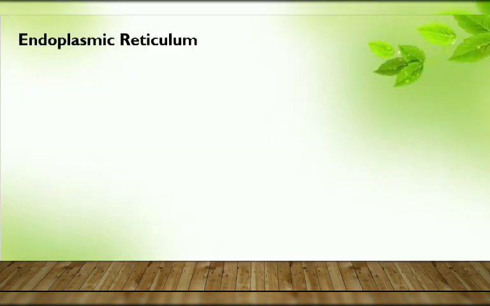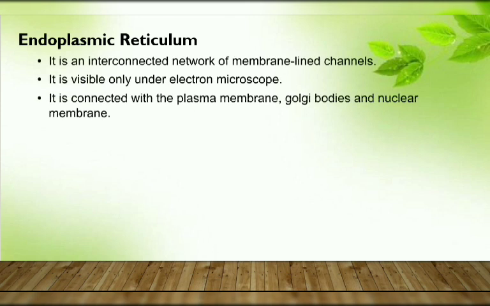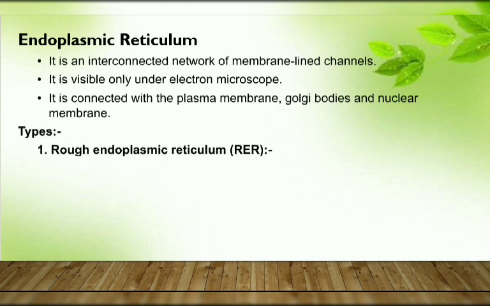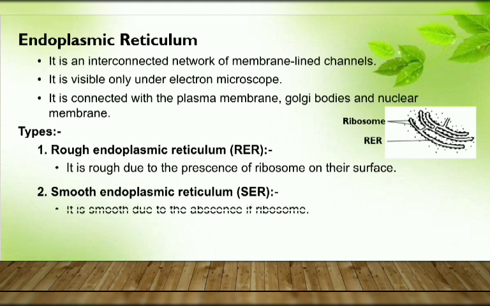Okay, the endoplasmic reticulum is always attached to the nucleus. It is commonly called the transporter of the cell because it receives the message from the nucleus and transfers it to the other components of the cell. It is visible under the electron microscope. There are two types: rough endoplasmic reticulum and smooth endoplasmic reticulum. It is rough because ribosomes are present on its surface. Smooth endoplasmic reticulum is smooth because ribosomes are absent.